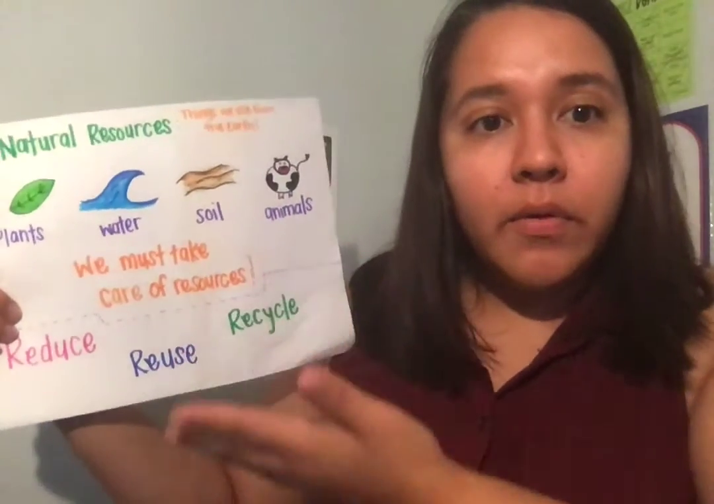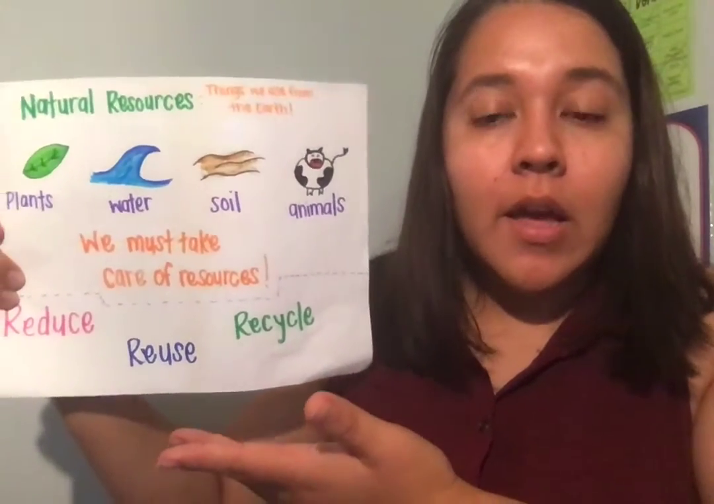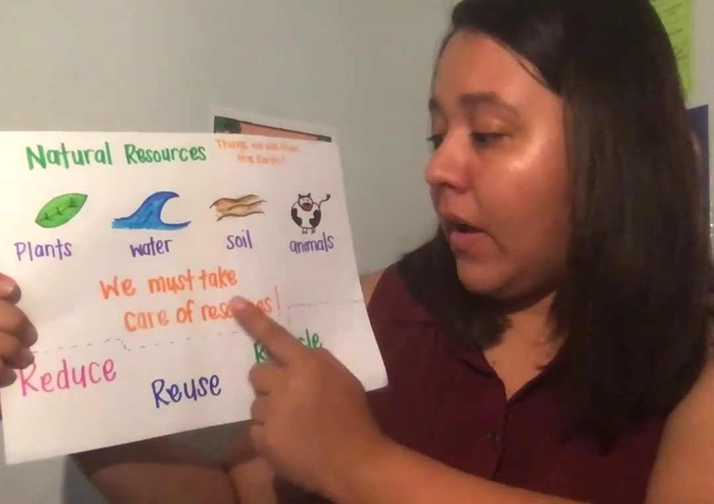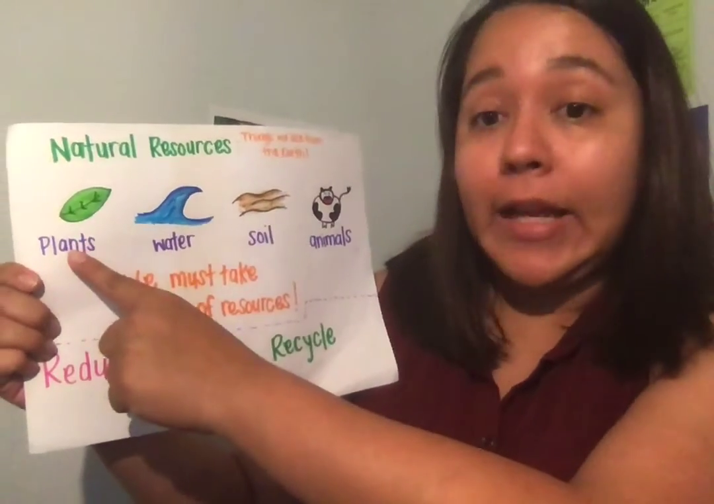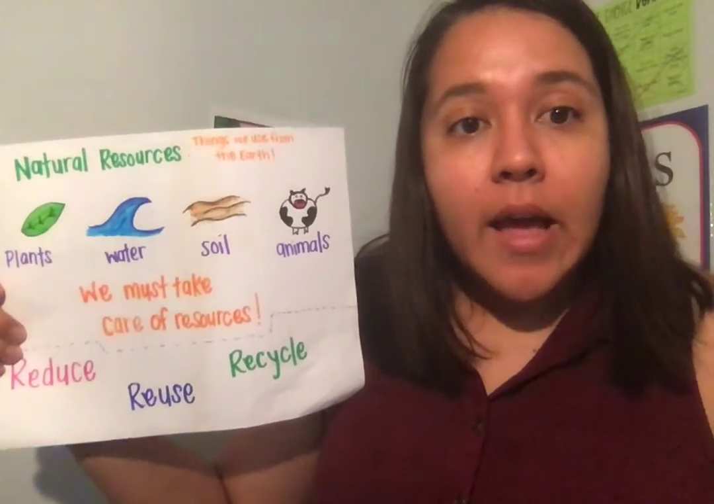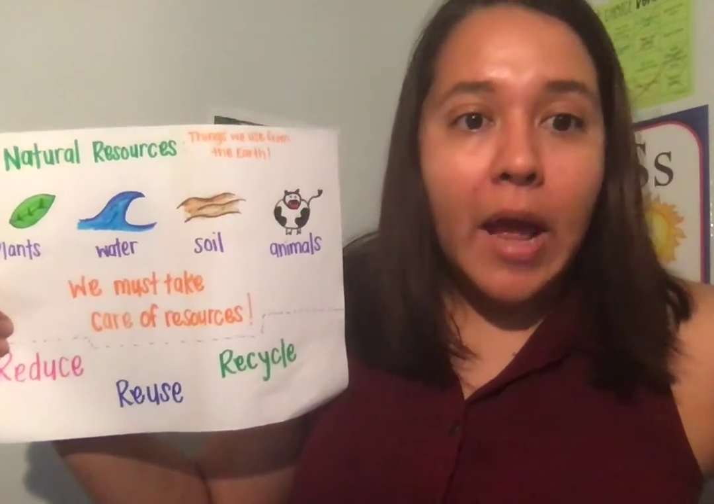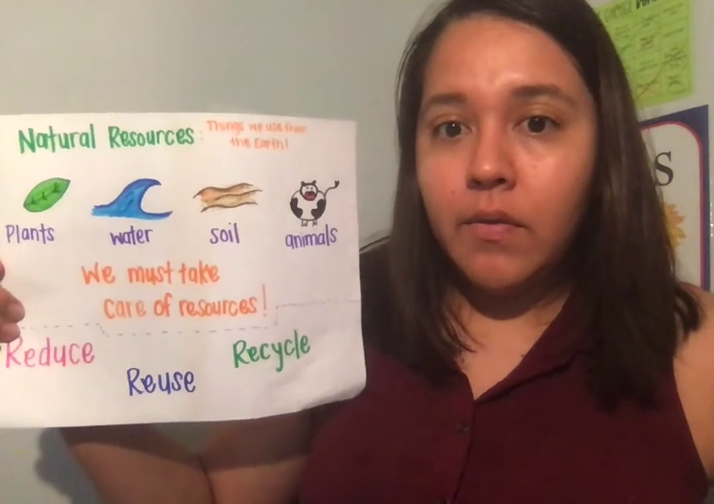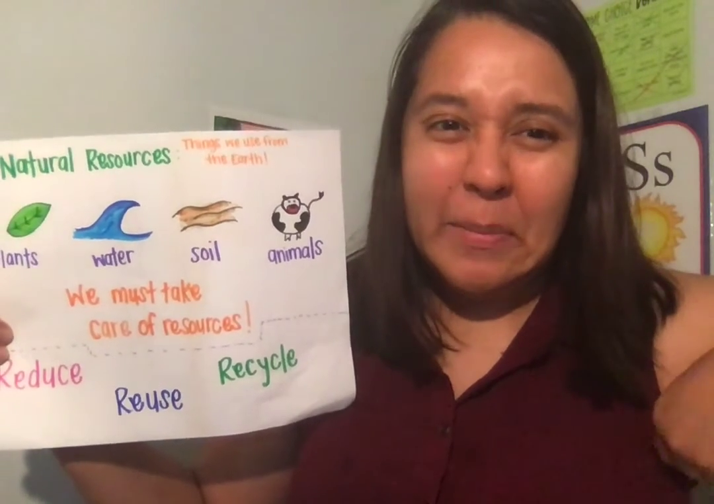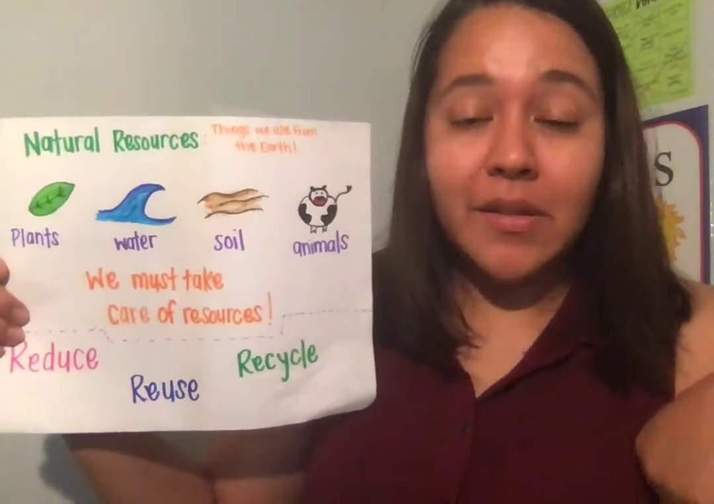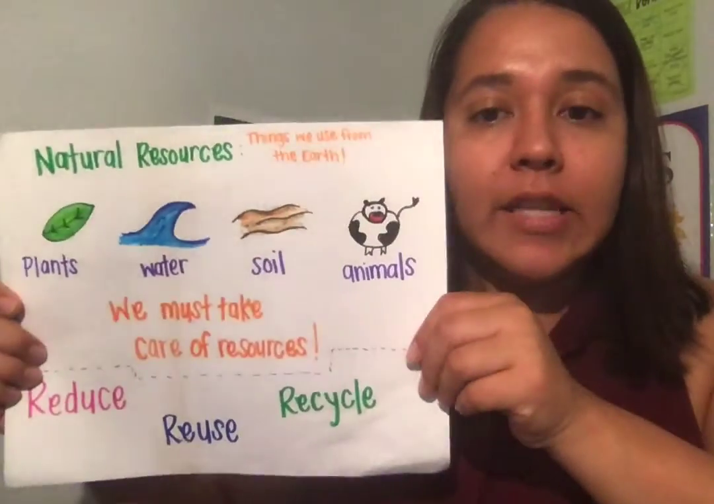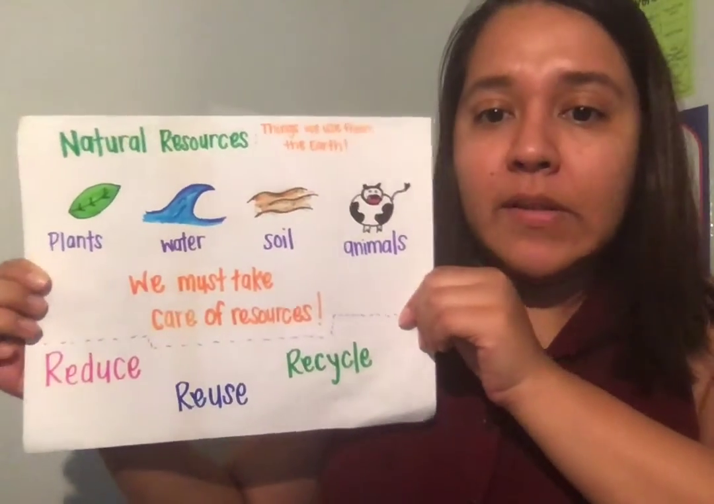But in order for us to keep using them, we have to be able to take care of them. So we must take care of resources. So we have to take care of our plants, our water, our soil, and our animals. Do you think that by throwing our trash in the ocean, is that taking care of our resources? What if we throw it in the plants? Is that taking care of our resources? No. We have to throw our trash in the trash can. That's how you properly dispose of stuff.